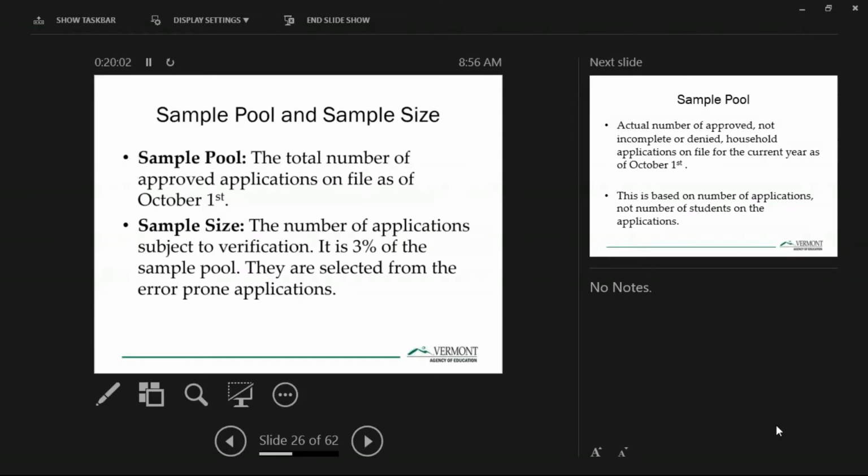Okay, so during the verification process, we have what's called a sample pool of applications, and we have our sample size of applications. The sample pool is the total number of approved applications on file as of October 1st. And again, this is an SFA, or School Food Authority, wide number. The sample size is the number of applications that's subject to verification, and it's 3% of the sample pool. And then those applications are selected from the error-prone applications.